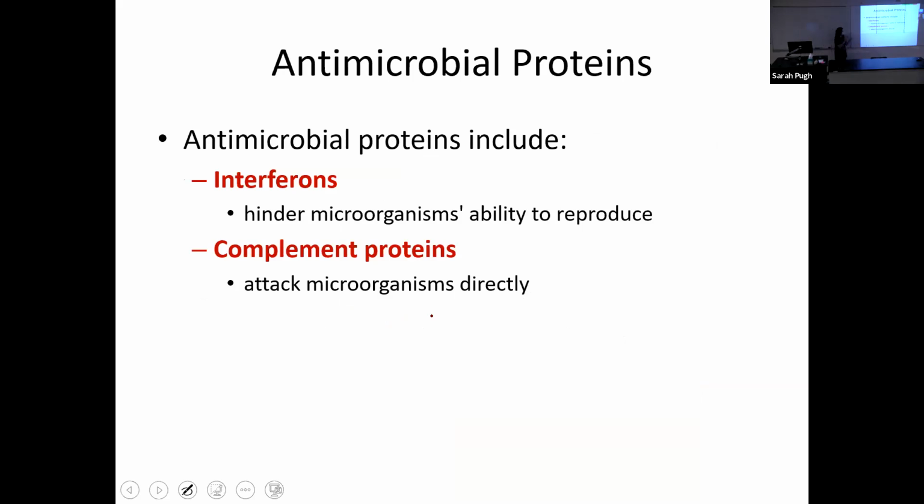Now, other than the inflammatory response, we also have what are called antimicrobial proteins. These are proteins, again, we're in our second line of defense, that include things like interferons. These are my favorite. Of all of the second line of defense, I think these are the most amazing proteins that we have. Interferons prevent a microbe from reproducing. I'm going to show you some pictures of these. And then we also have complement proteins. Complement proteins will attack a foreign organism directly.